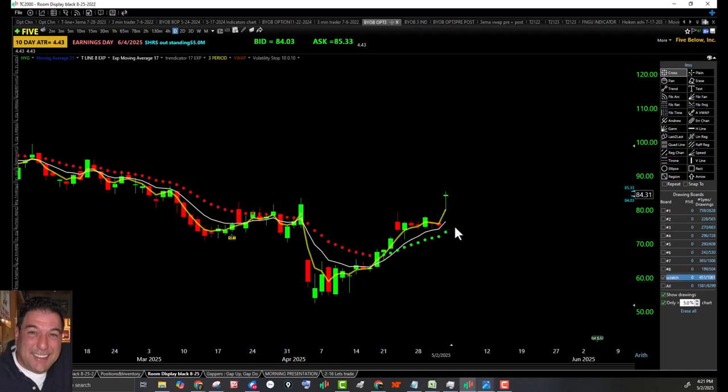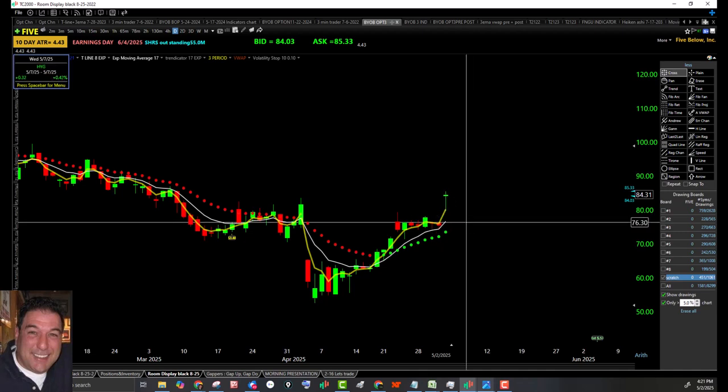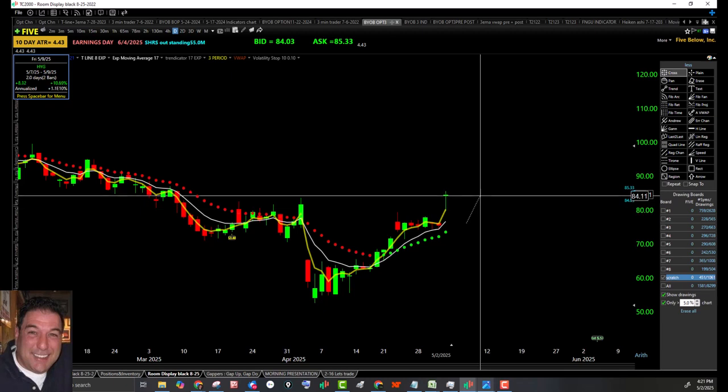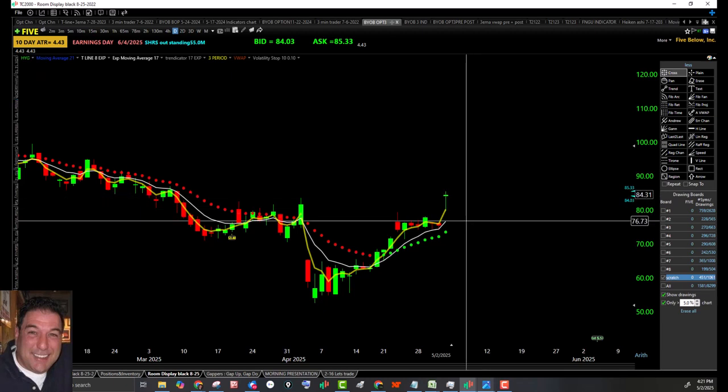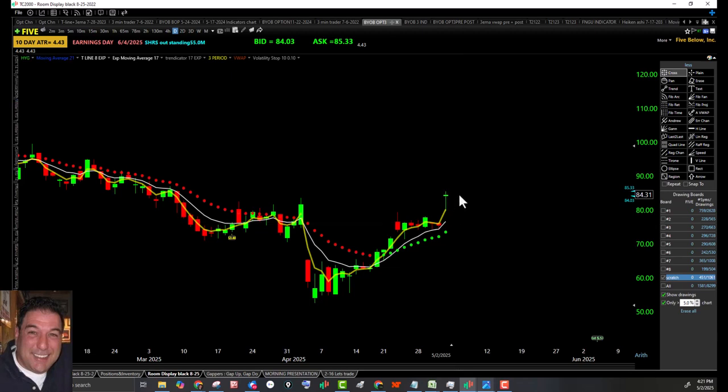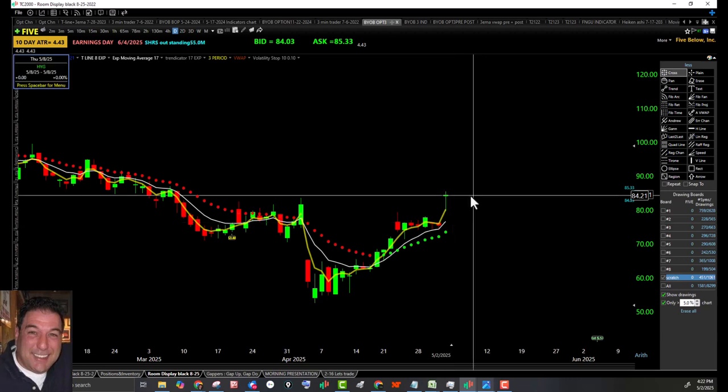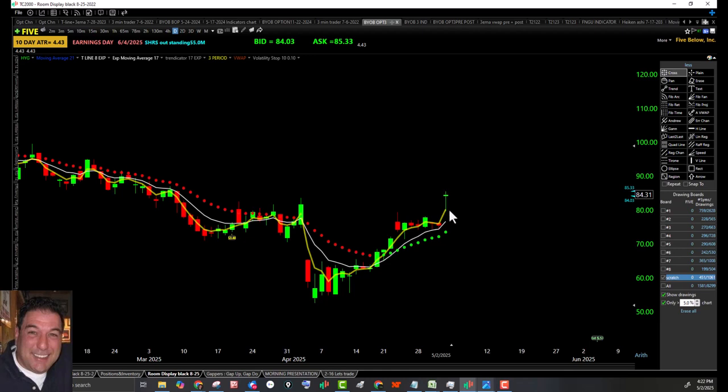So there's a nice little reward there that broke out from 76, clear up to, well, let's just say it closed at 84. That's a nice little run right there. I think that's an $8 pop on a $70 stock. That represents 10%. That's not a bad little flip right there.